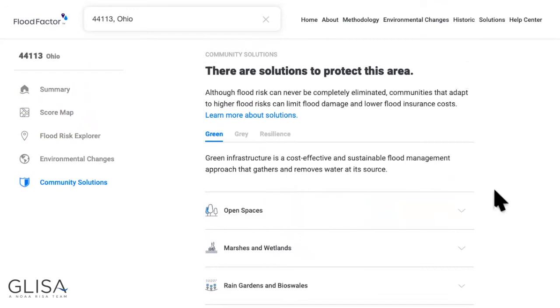Also, with a bigger area, the flood factor tool suggests community solutions for mitigating flooding risks rather than individual actions. Options for green and gray infrastructure are given, along with possible resilience measures. All of the same information given for the chosen zip code or county is also given for the chosen city, just over a larger area.